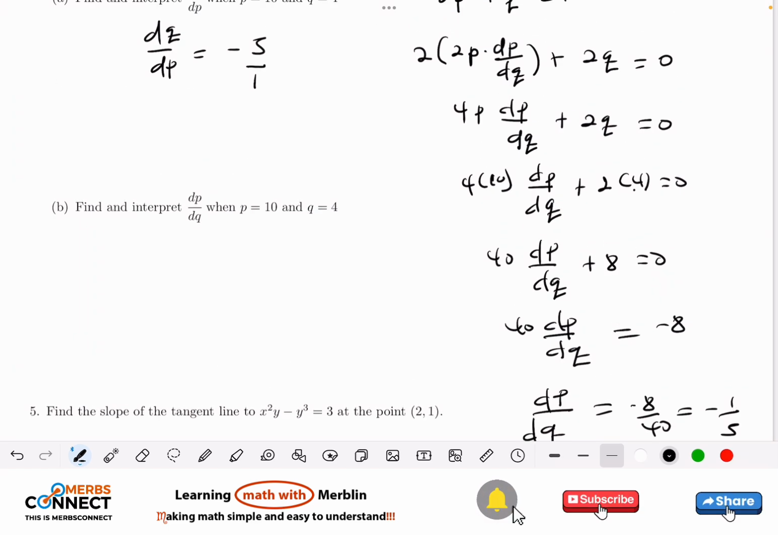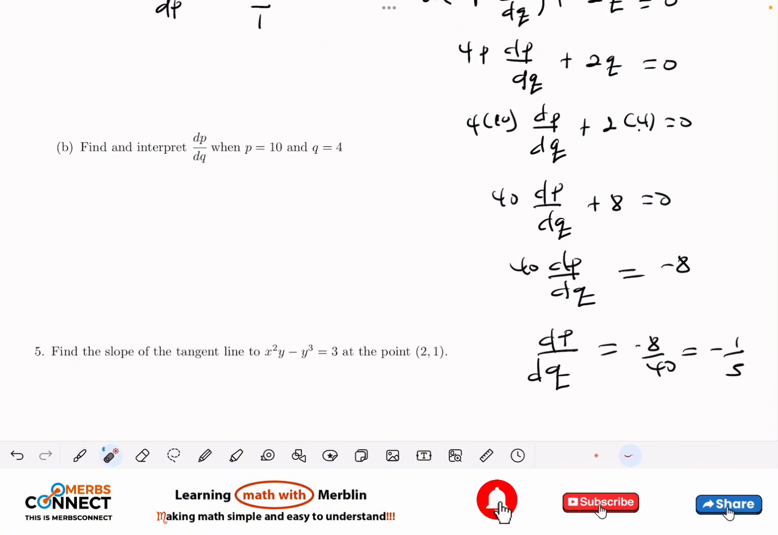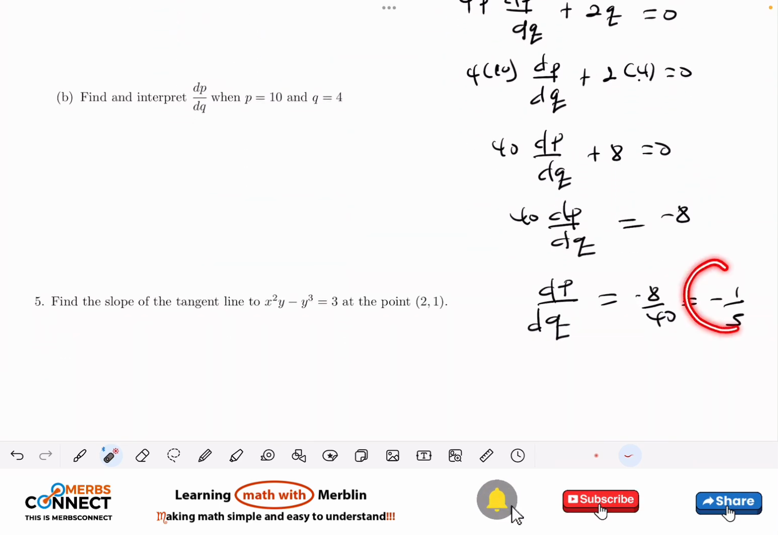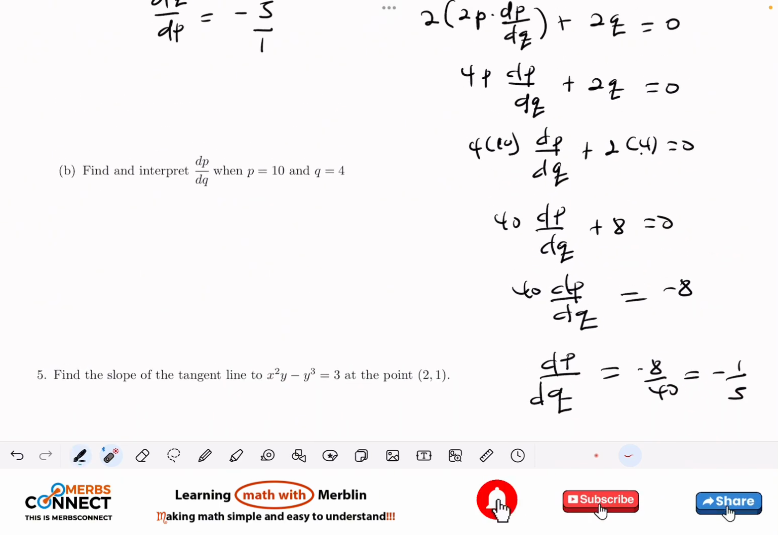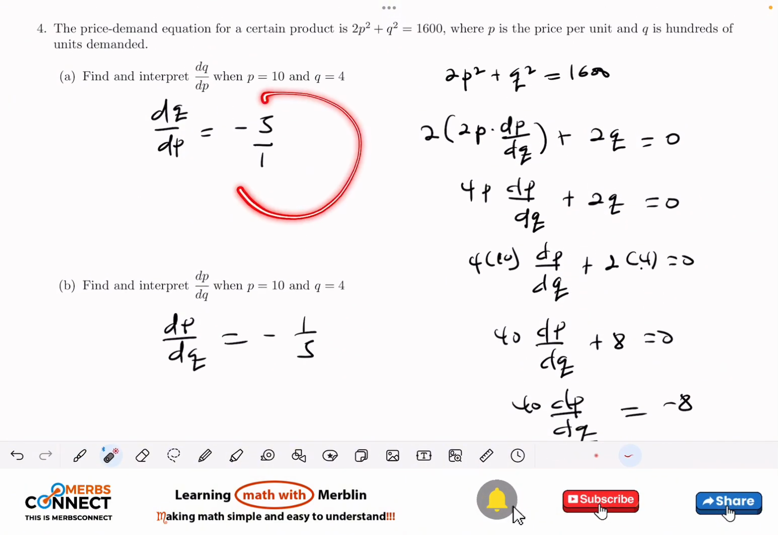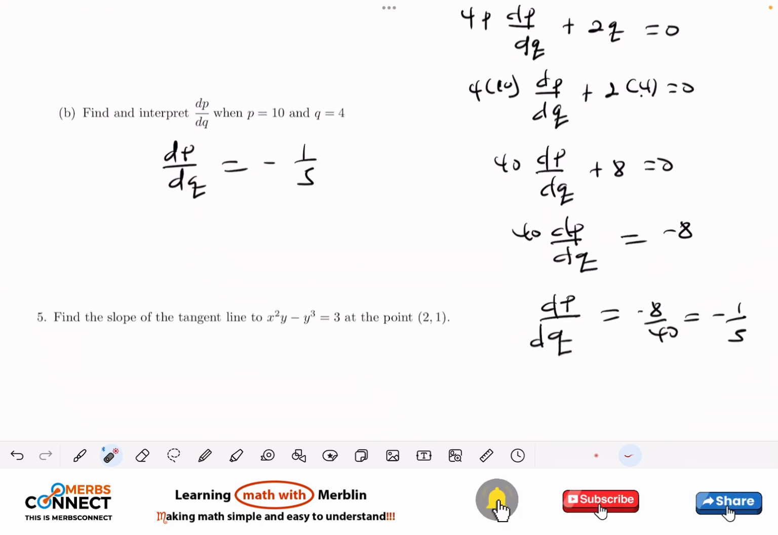So you see that you've gotten what I just said from the beginning. Reciprocate this and you are going to get this, right? So this dp over dq is equal to minus 1 over 5, which is just reciprocating this. But you need to solve and then confirm that that is right.